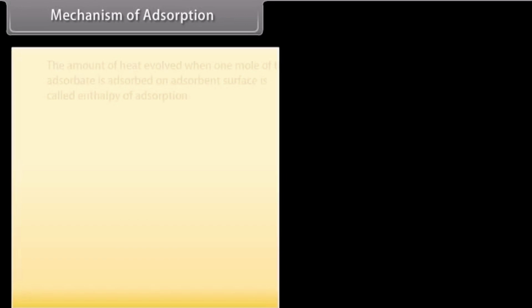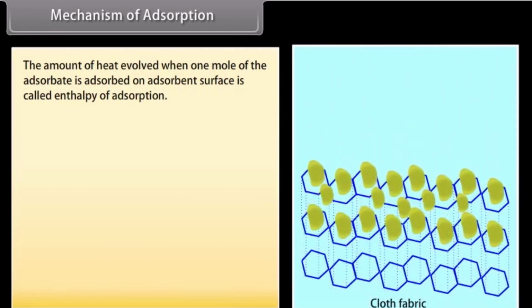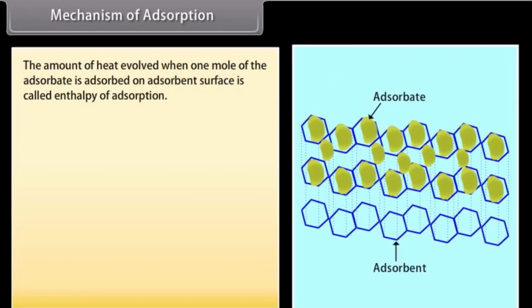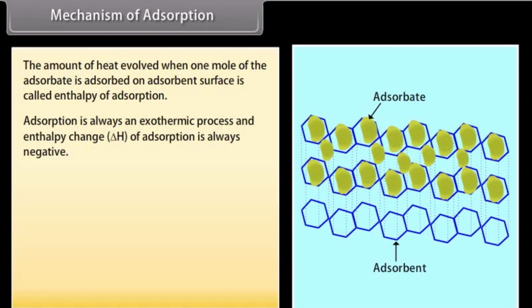Mechanism of adsorption. The amount of heat evolved when 1 mole of the adsorbate is adsorbed on the adsorbent surface is called enthalpy of adsorption. Adsorption is always an exothermic process, and the enthalpy change of adsorption is always negative.